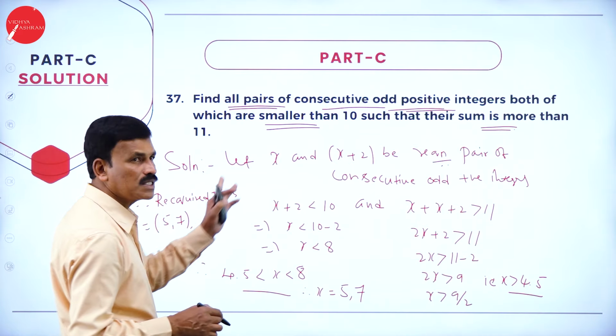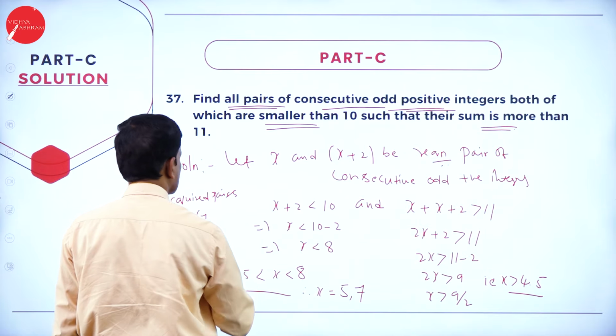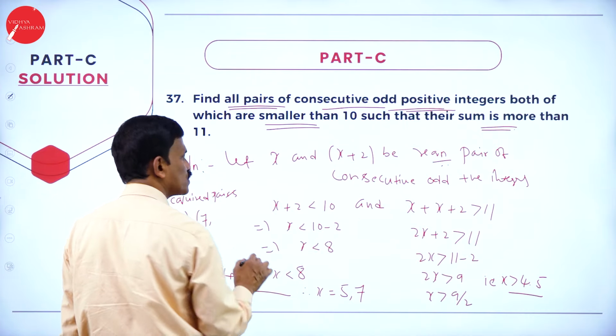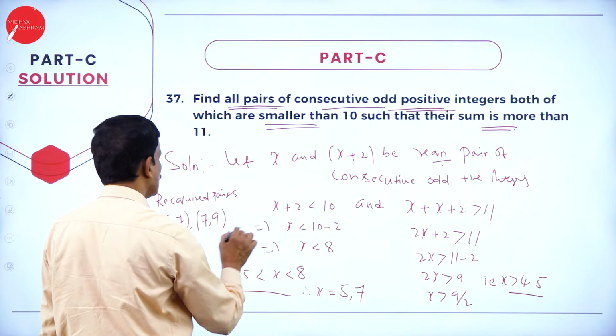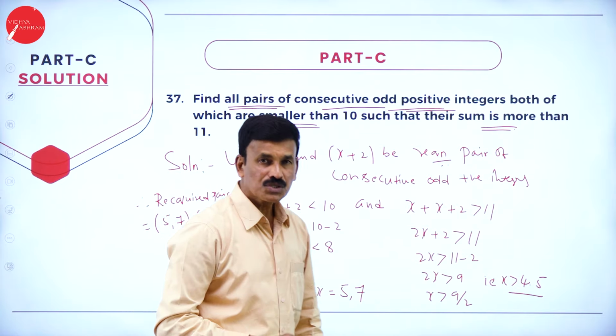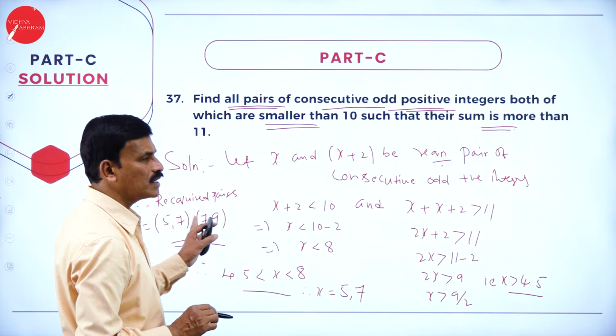7 plus 5 is 12, 12 is more than 11. Another one, if we take 7 as the first number, 7 plus 2 is 9, which is less than 10. And if you add 7 plus 9 is 16, that is greater than 11, right. So, therefore, the two possibilities are 5 comma 7 and 7 comma 9.